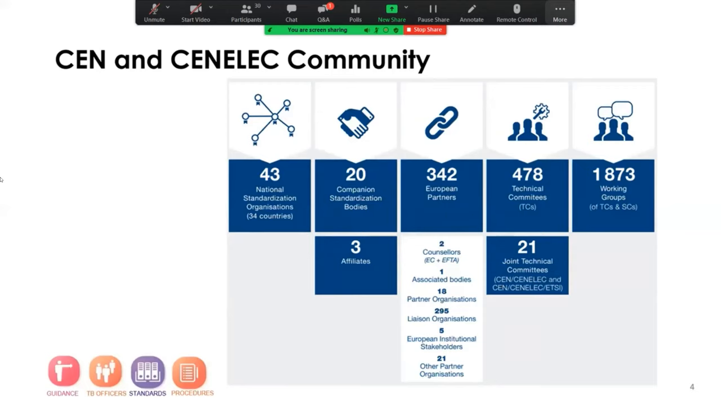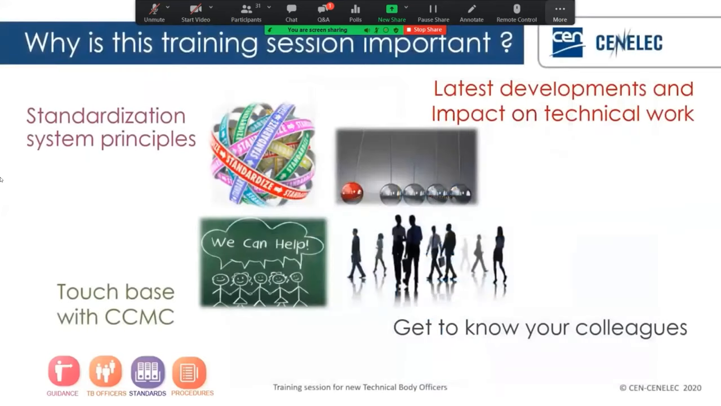As I mentioned, more and more, we are going from vertical activities towards horizontal activities. To sum up, we have a lot of experts joining our activities, both through the national delegation at European level, in vertical technical committees, as well as in horizontal groups.